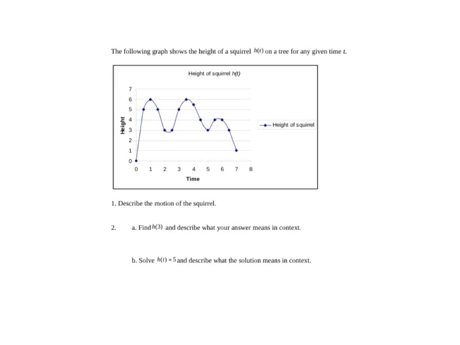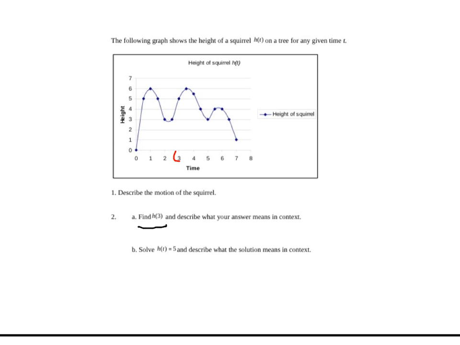But now let's take a look at some notation issues. You should see here in 2a that we're trying to find h of 3. What that is referring to is the height of the squirrel at a time of 3 seconds. So let's take a look at when that occurs. Right here we have 3 seconds. If we trace 3 seconds up to where the height is, that appears to be taking place at a height of about 5 feet. So to answer this question, h of 3, we're finding the height at 3 seconds, and we find that to be about 5 feet.